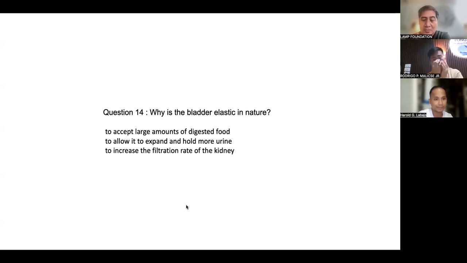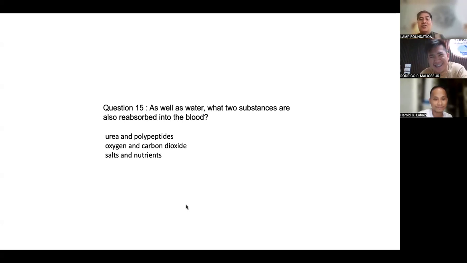What volume of urine in the bladder will make you want to urinate? 200 ml. Okay. How much urine should you excrete every day? 1.5 liters. As well as water, what two substances are also reabsorbed into the blood? Salts and nutrients.